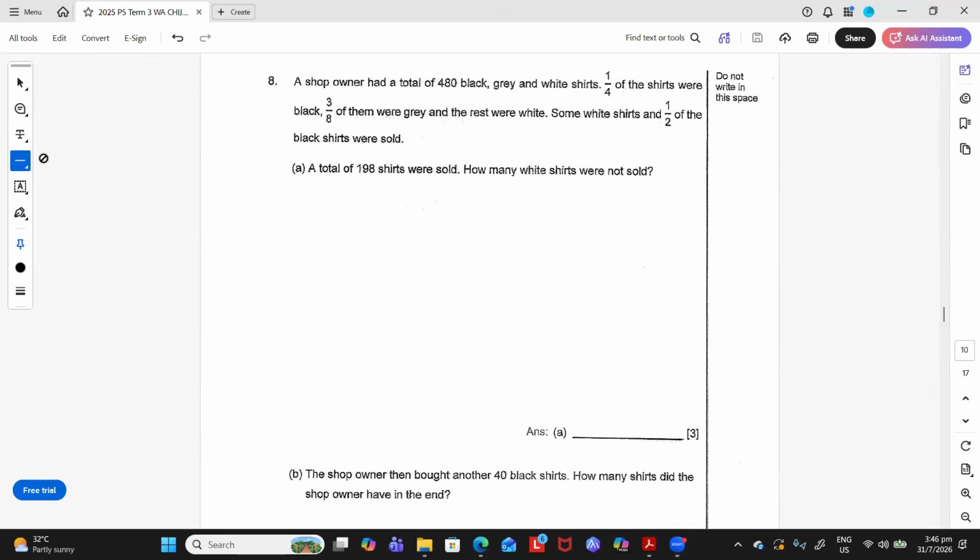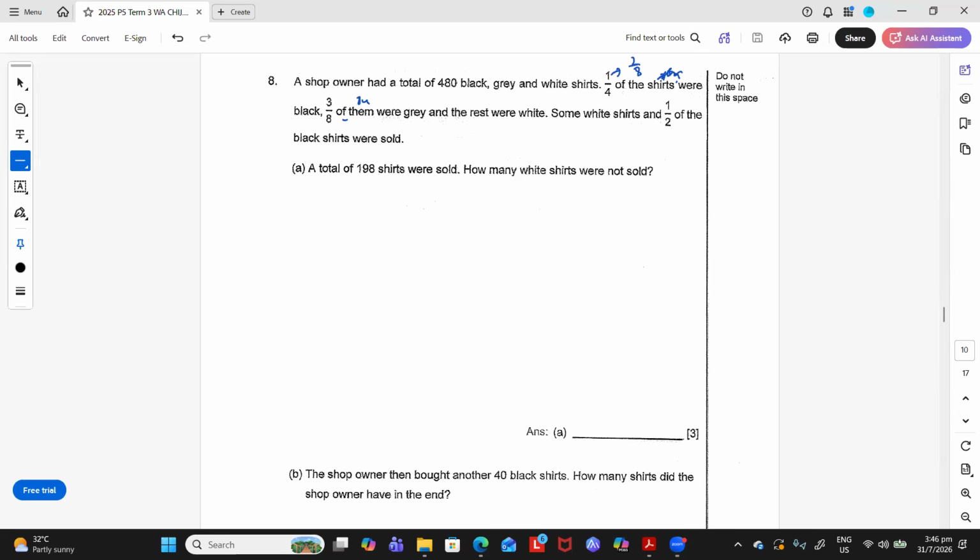Okay, the shop owner had a total of 480 black, gray, and white shirts. 1/4 of the shirts, which means here it says the shirt is 4 units. 3/8 of them were gray, so then 8 units, and the rest were white. So shirt is 4 units, shirt is also 8 units. So what's a common multiple of 4 and 8? It is 8 units. So this 1/4, change it to 2/8.